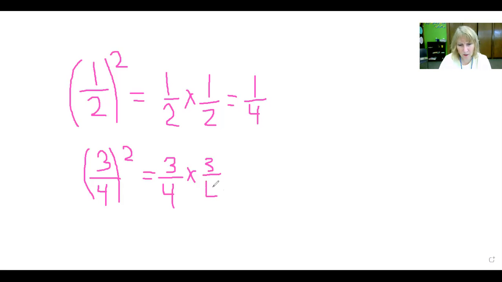And then we just multiply across the top. 3 times 3 is 9. And across the bottom, 4 times 4 is 16. So 9/16. That's what 3/4 squared, or 3/4 to the second power, equals.